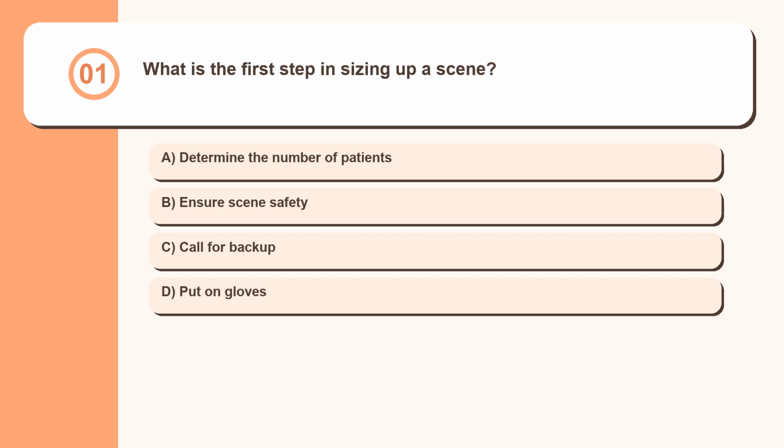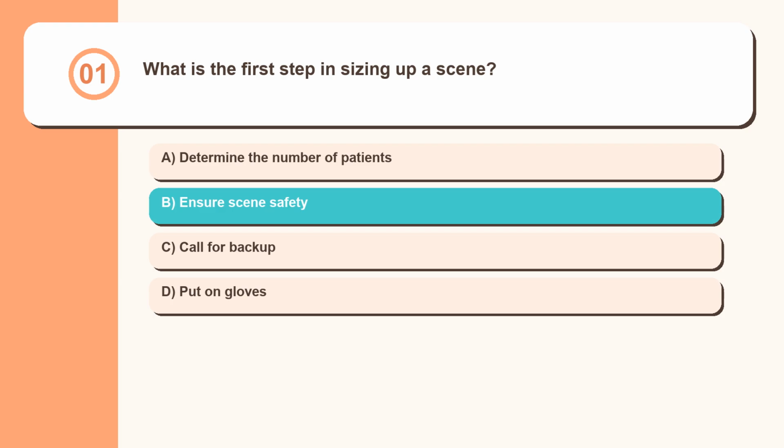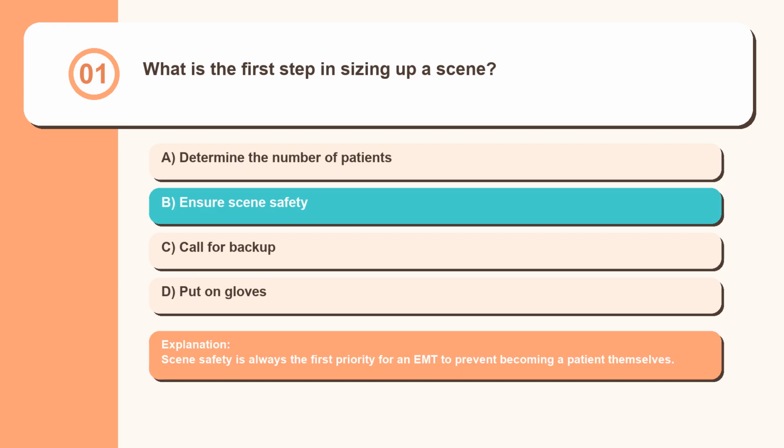Question 1. What is the first step in sizing up a scene? Determine the number of patients. Ensure scene safety. Call for backup. Put on gloves. Scene safety is always the first priority for an EMT to prevent becoming a patient themselves.